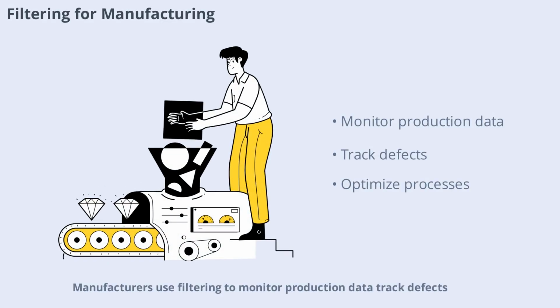Manufacturers use filtering to monitor production data, track defects, and optimize processes. By focusing on specific lines or shifts, they can improve quality and reduce waste.